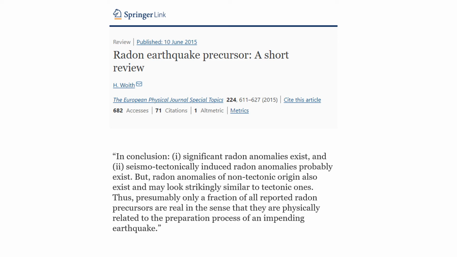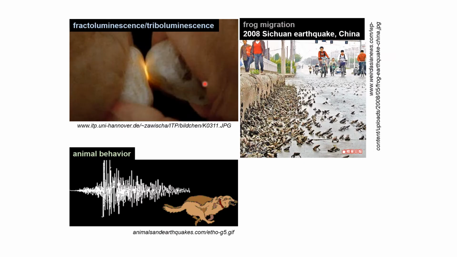Other evidences or other precursors can be fractoluminescence. So, ito yung medyo slight na paglow ng ating mga bato. There's also the animal behavior. These are the frogs before the 2008 earthquake in China. So, may mga ganong possible precursors.